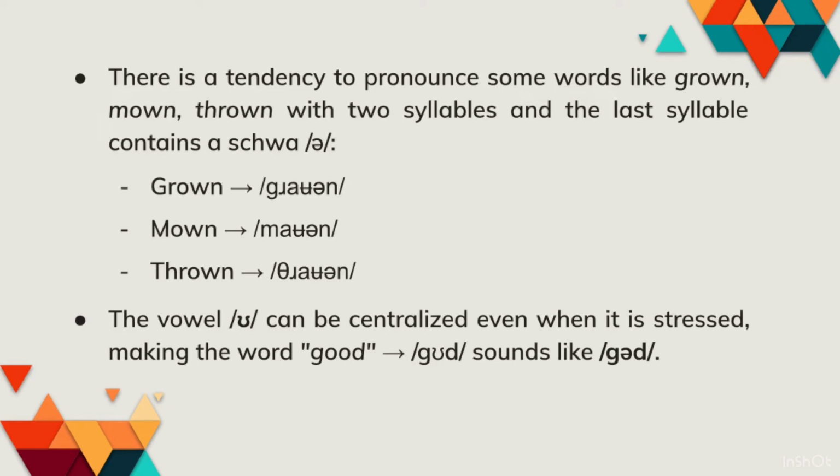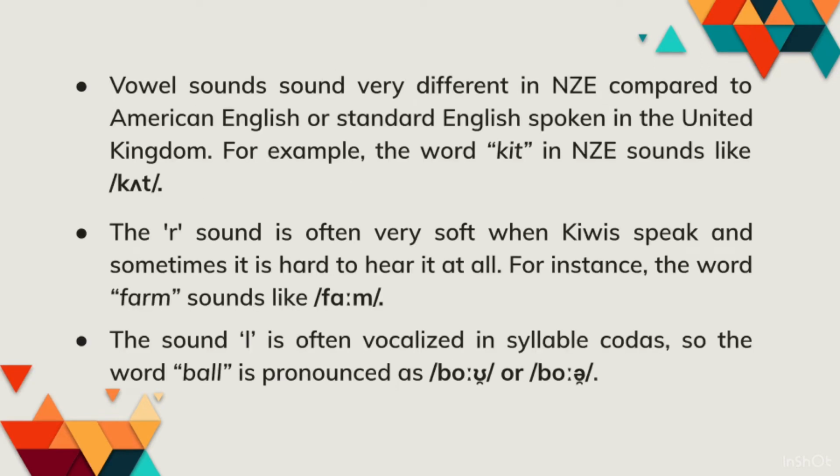Second, the rounded near-close back vowel can be centralized even when it is stressed, making the word good sound different. Third, vowel sounds are pronounced very differently in New Zealand English compared to American English or Standard English spoken in the United Kingdom. For example, the word kid in New Zealand English sounds like kid.